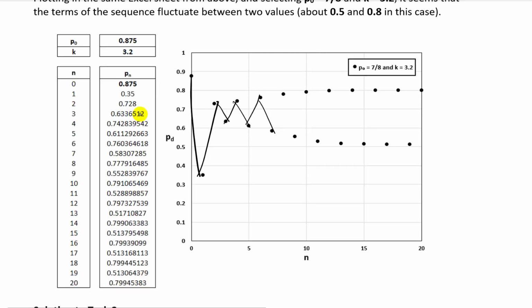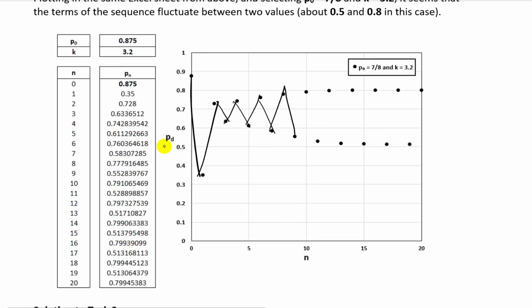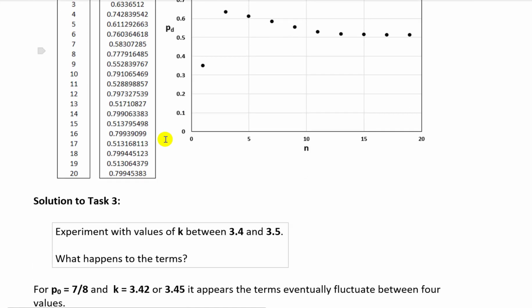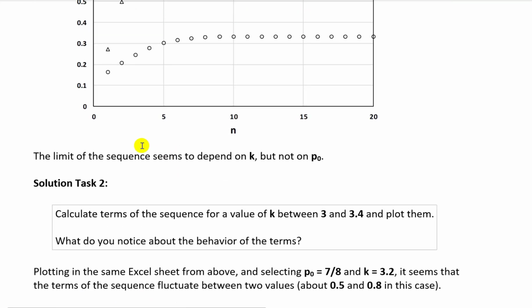So from here, then it goes over to close to 0.777, and then 0.555, and so on. It just keeps going up and up. And notice how now it starts to level off seemingly. So yes, very, very interesting stuff here. So I'm going to erase this. And that's just the solution to task 2 right there.